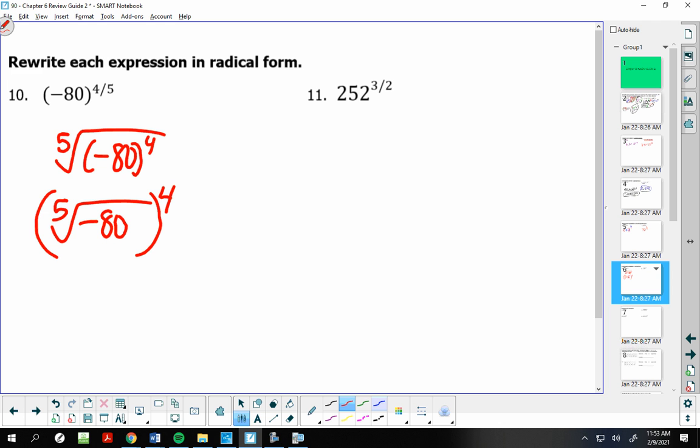So 3 is the power, 2 is the root. So this is the 2nd root, or the square root, of 252 to the 3rd power. Now, do I really need the 2 there? No. Okay, but I don't care if you have it there or not. It doesn't matter. Square root is the same thing as the 2nd root. So it's up to you whether you put the 2 there or not.